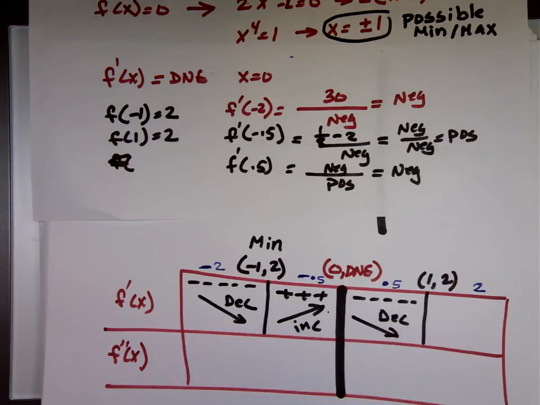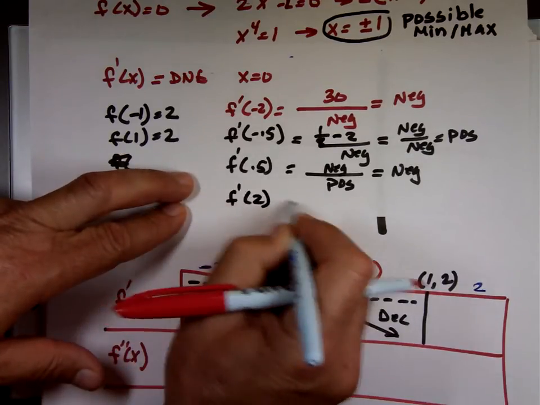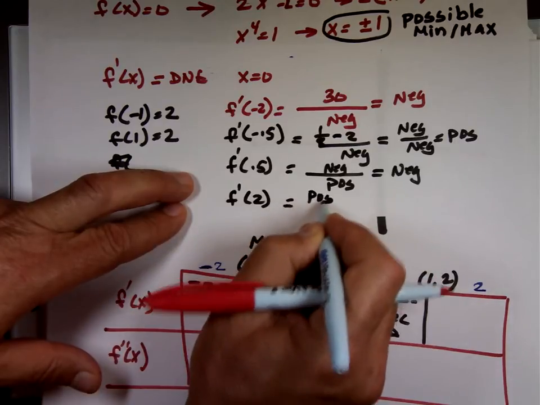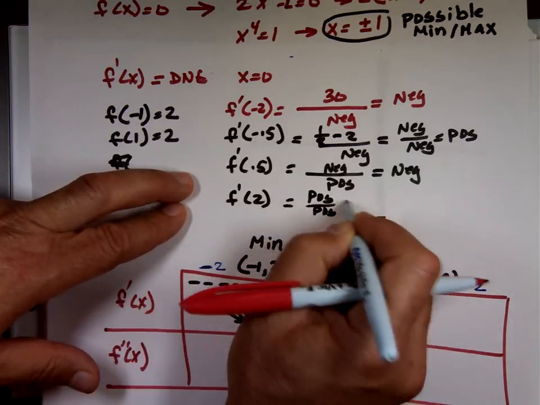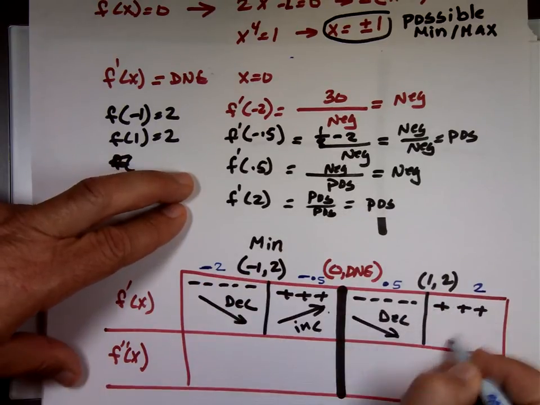And after the 1, we'll take the 2. That's positive over positive, which is what? Positive, and that tells me it's increasing. So that point is a min.